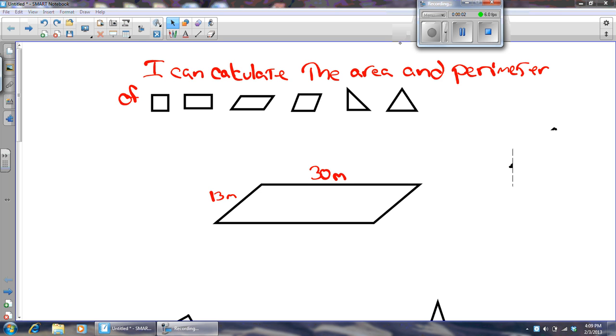Pre-algebra students, Mr. Lawrence here with a flipped lesson for you. And today at the end of it, you will be able to say, I can calculate the area and perimeter of squares, rectangles, parallelograms, rhombi, and triangles. And some of this should be really easy. It should all be reviewed from last year, but we need to cover it.